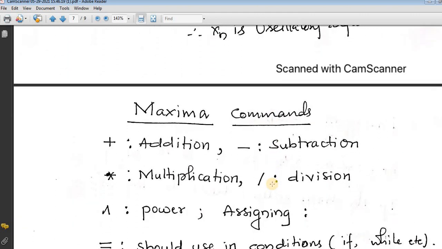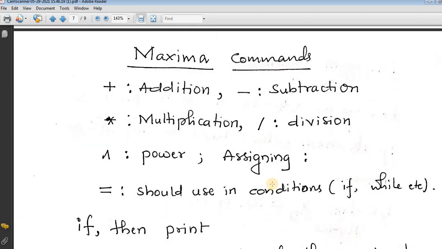On this topic we have to cover the first and second lab programs of your syllabus, which are to be conducted in the Maxima software. Now I will give a brief explanation about the Maxima commands which we are going to use. The plus symbol is used for addition, as usual. The minus symbol is used for subtraction, the star symbol for multiplication, the slash symbol for division, and the cap symbol is used for denoting the power.